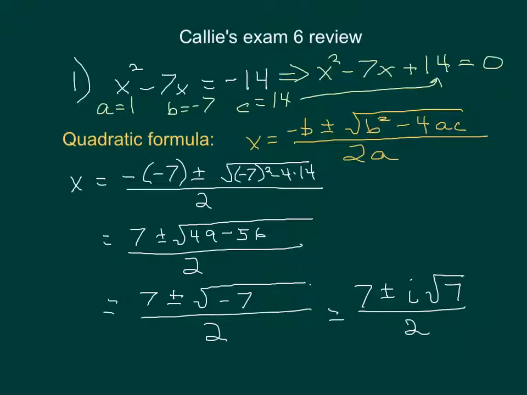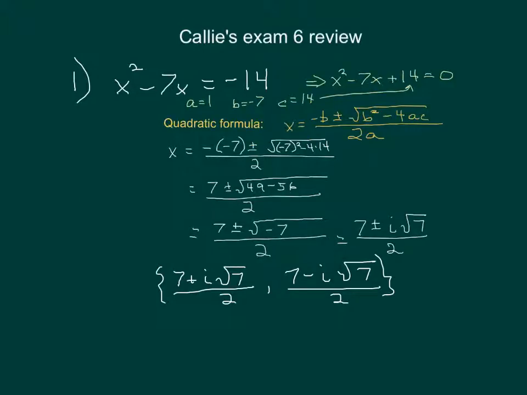And let me erase that line I just made. So the solution set is 7 plus i square root of 7 over 2 and 7 minus i square root of 7 over 2. Your answer was negative 7 comma negative 7. So let me know if you have any questions about this.